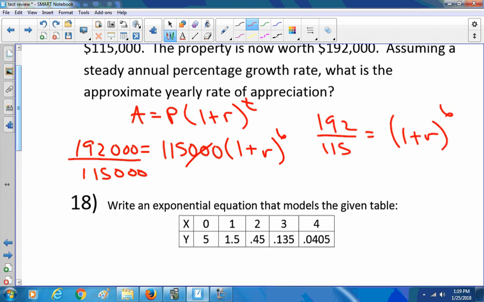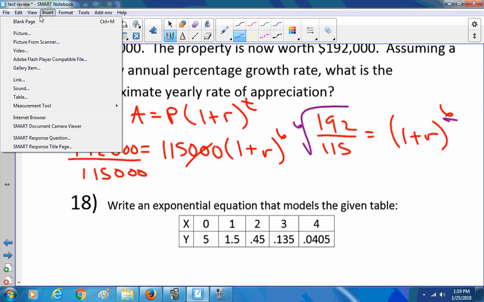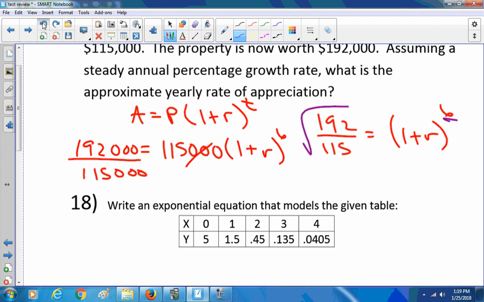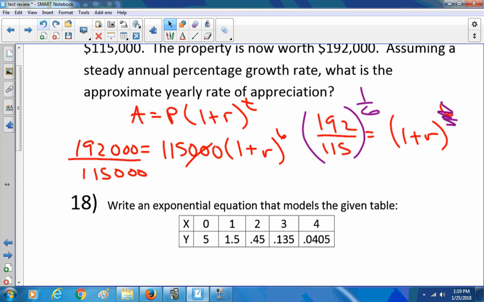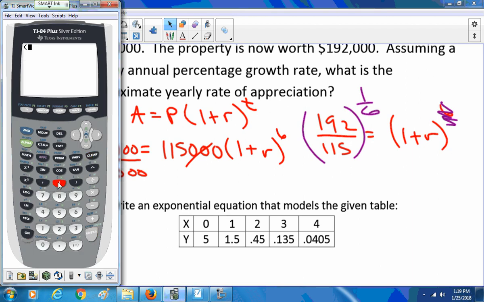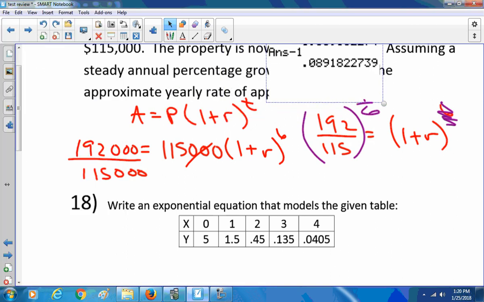This one's different. I don't need logarithms. The variable's not in the exponent. So the question is, how do I get rid of a 6 as an exponent? I take the 6th root, which is the same as, we've talked about it over and over again, same as doing what? Good. Raising it to the 1/6. 192 divided by 115 to the 1/6. And then I have to subtract 1. But why am I subtracting 1? Because it's 1 plus r. And then I'm going to make it a percentage.